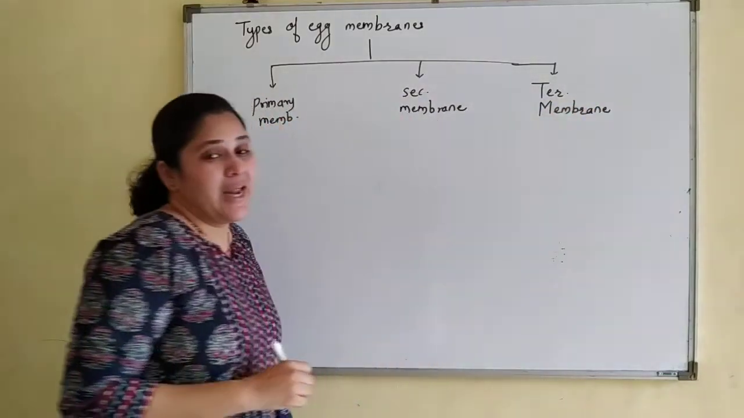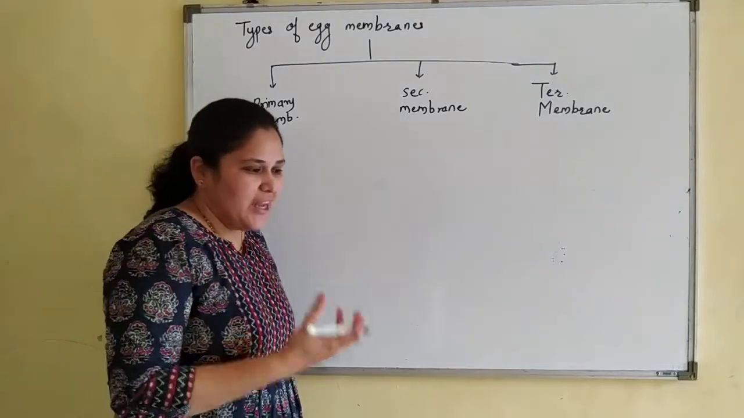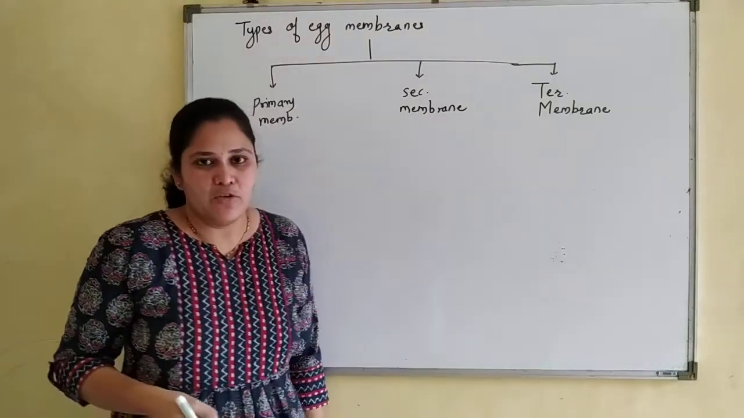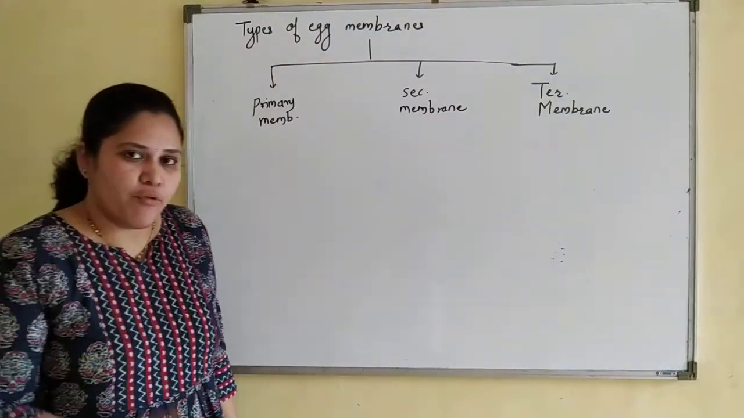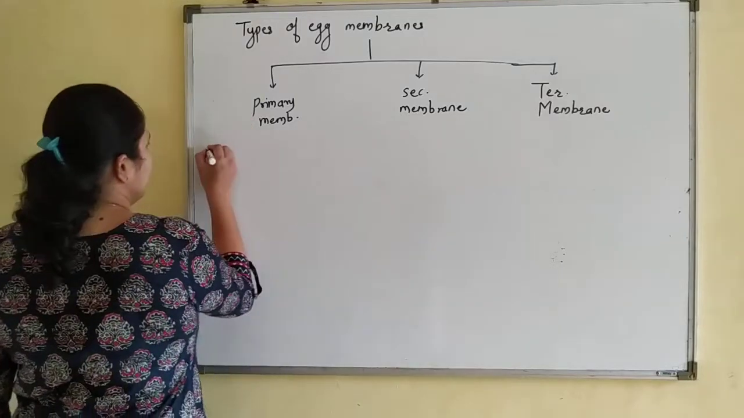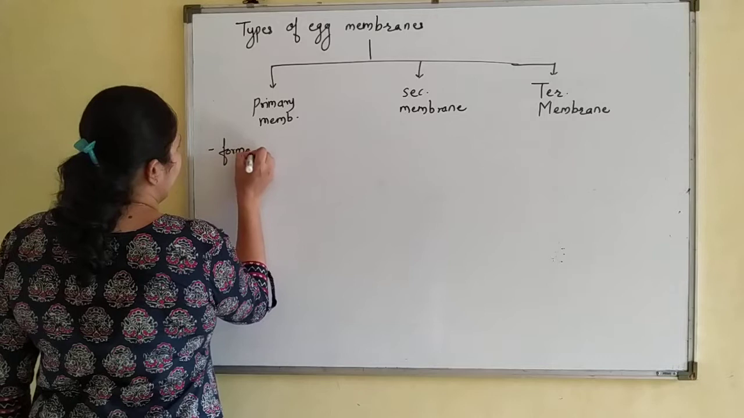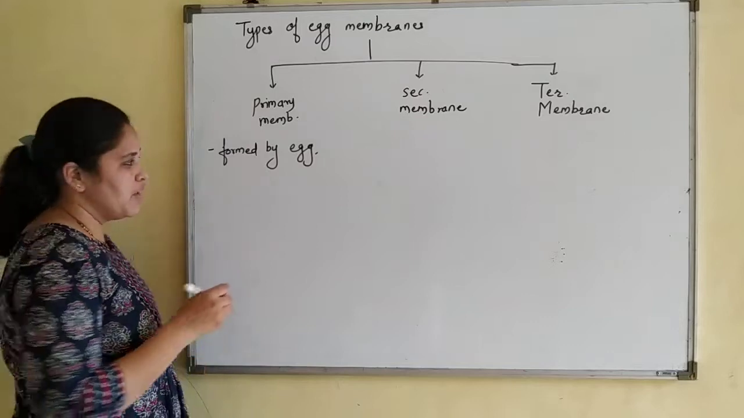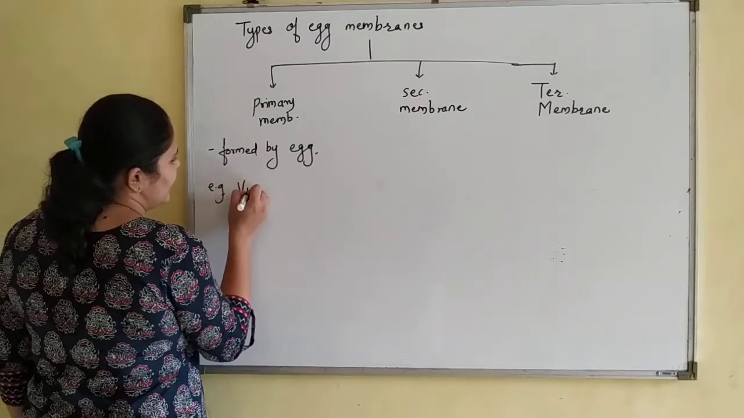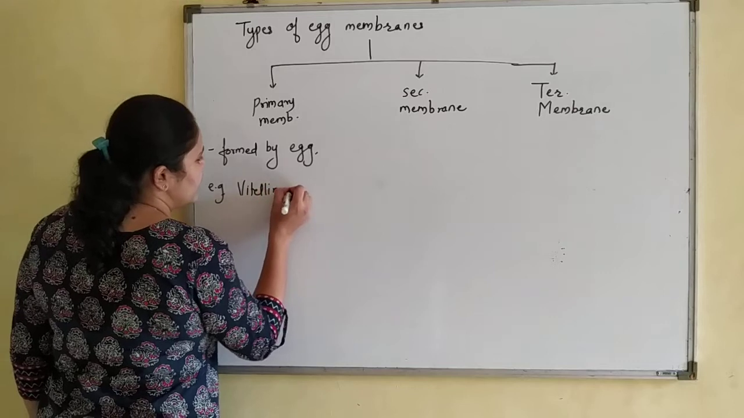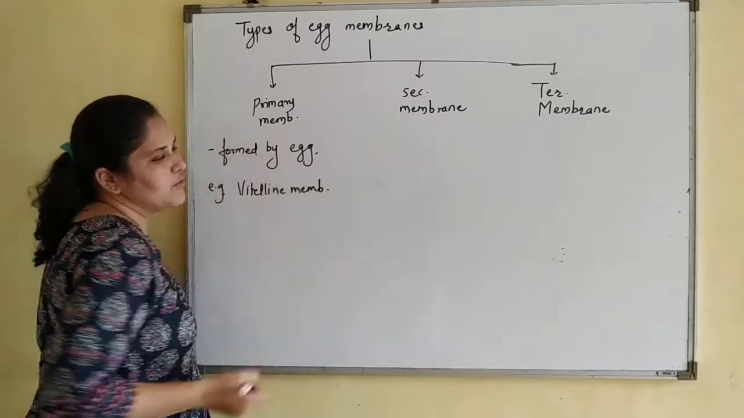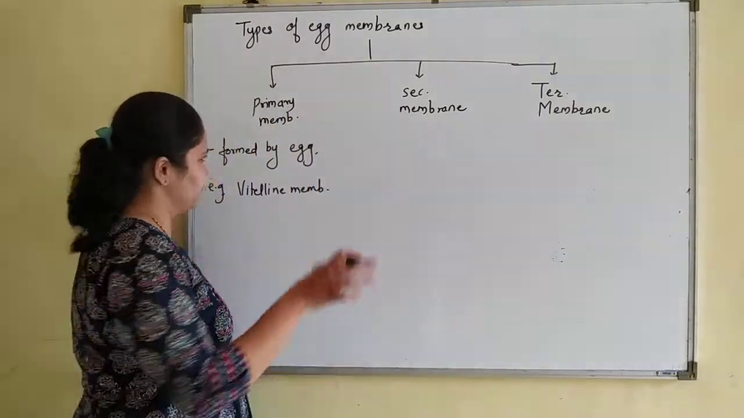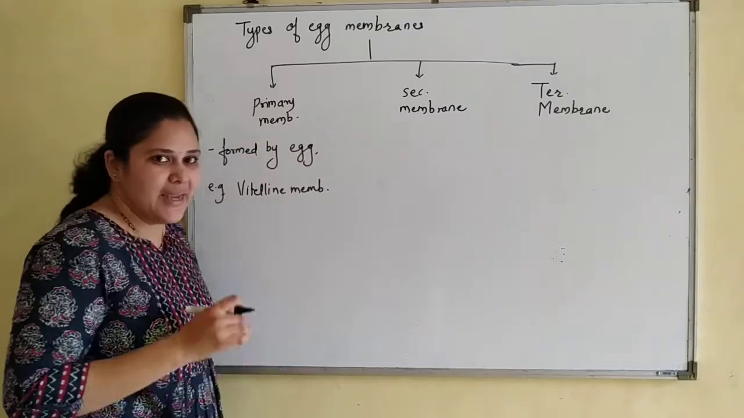Okay. Now primary membrane is which one? It is the egg's or secondary oocyte's own membrane, that is known as primary membrane. So we can call it the membrane which is secreted or formed by the egg or ovum. So an example is the vitelline membrane. You can call it a cell membrane, or oolemma. Both are the same. So primary membrane is formed by the egg cell.